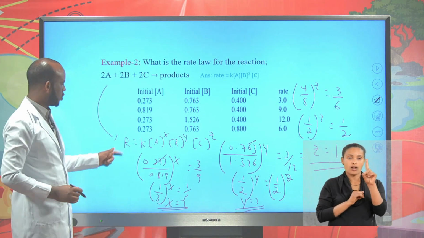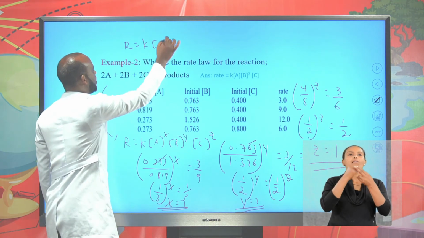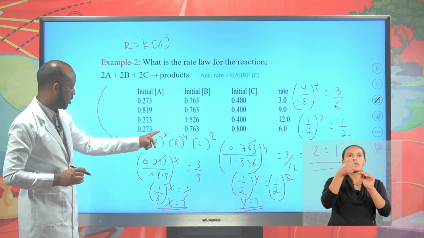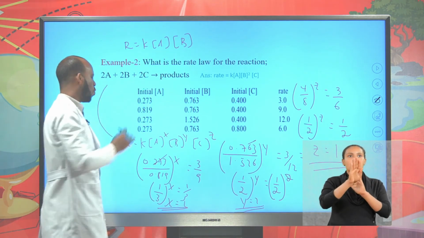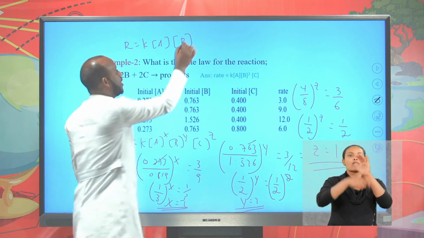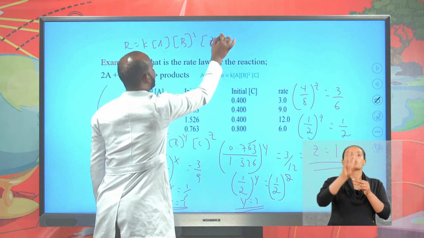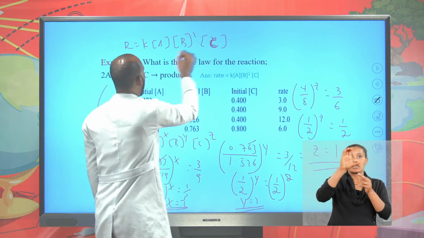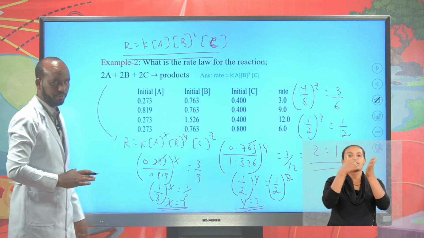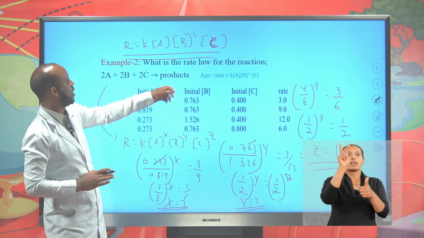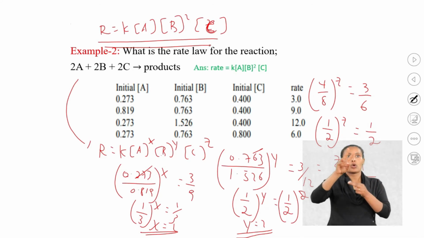Therefore, the rate of this reaction is R equals K times the concentration of A to the power of X, the value of X is 1, times the concentration of B to the power of Y, the value of Y is 2, times the concentration of C to the power of Z, the value of Z is 1. Now this is the rate law for this reaction: Rate equals K times concentration of A times concentration of B to the power of 2 times concentration of C.